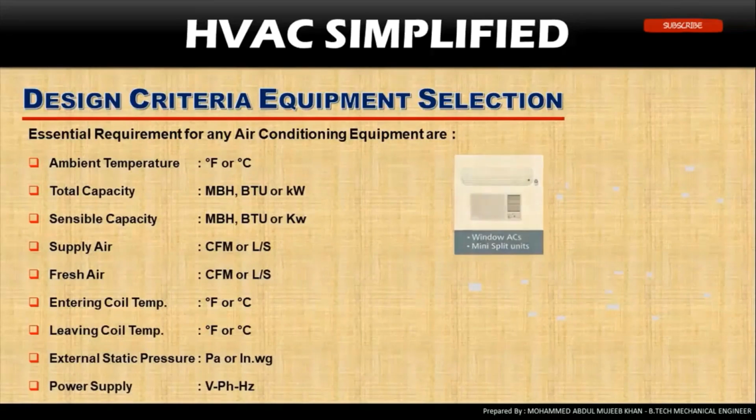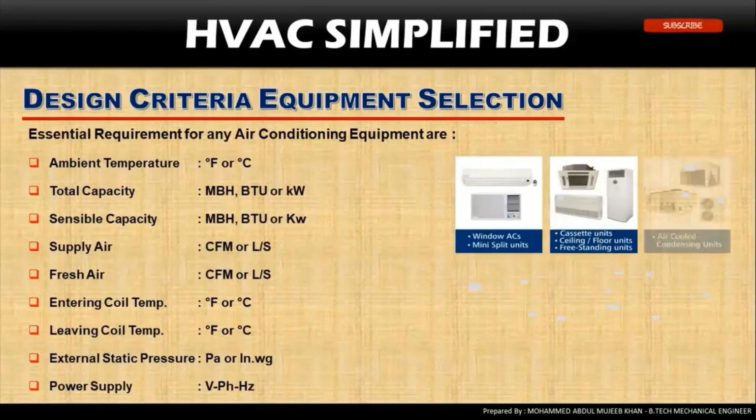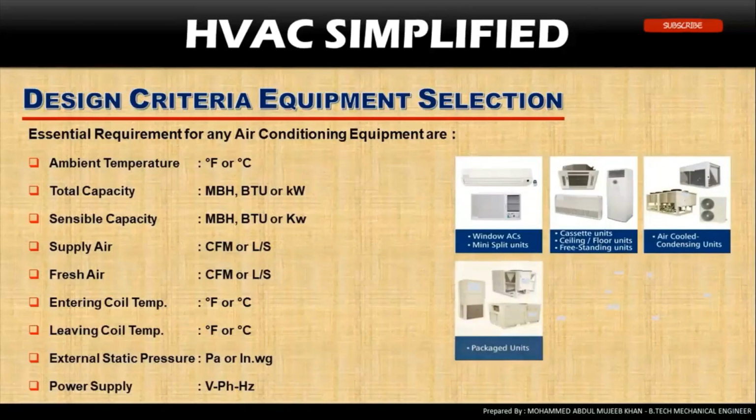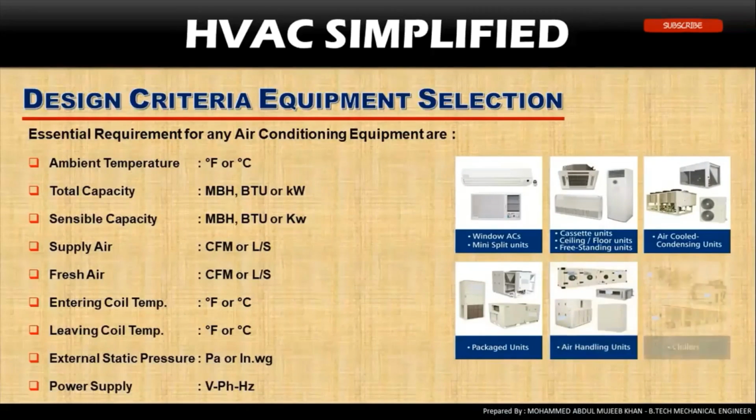The power supply will be in volts, phase and hertz depending on the project location and requirement. So these are the important and essential parameters for selecting any HVAC equipment, starting from window AC, mini splits, cassette type units, ceiling mounted, floor standing, air cooled condensers, package units, air handling units and chillers. To select any HVAC air conditioning equipment, these are the parameters which are required.